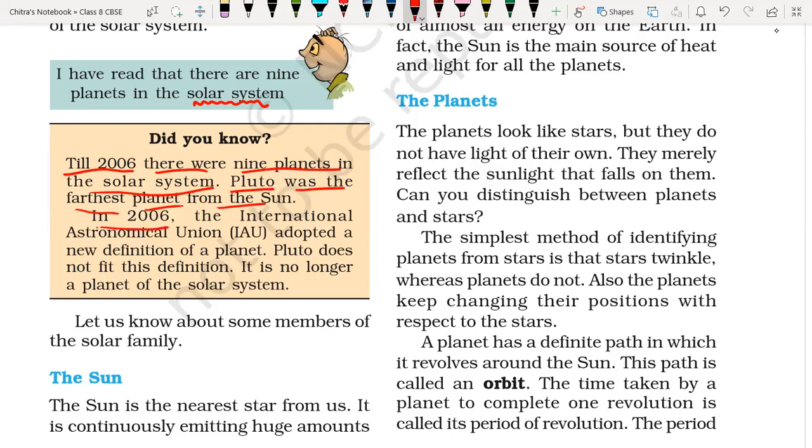In 2006, the International Astronomical Union (IAU) adopted a new definition of a planet, and Pluto does not fit in this definition. That's why it is no longer a planet of our solar system. It is called a dwarf planet. Everyone understood that? Now we will understand each member of our solar system one by one.